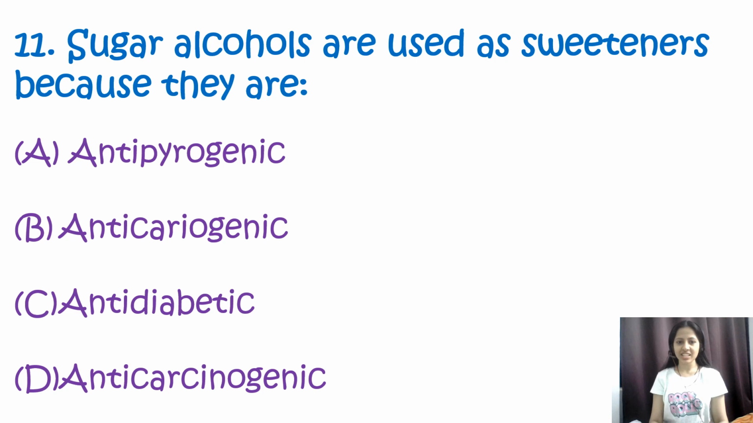Question number 11. Sugar alcohols are used as sweeteners because they are antipyretic, anti-carcinogenic, anti-diabetic or anti-carcinogenic. So over here my correct option is C, that is anti-diabetic.